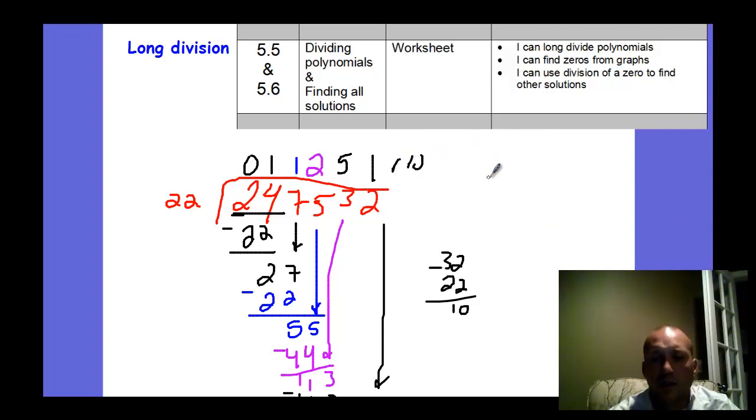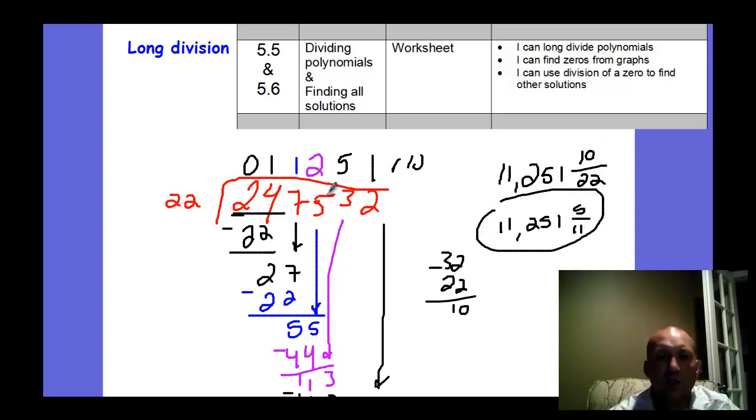So we write our answer. It's going to be 11,251, and our remainder is 10, and we're dividing it by 22 still. So we can reduce that fraction, divide them both by 2, and you get 5/11ths. So this would be the final answer. So 247,532 divided by 22, you get 11,251 and 5/11ths. And so that's the process of long division.